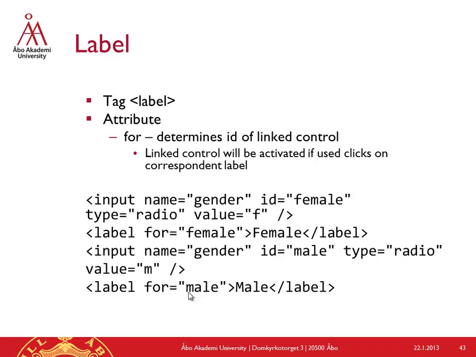So this element is required if you want to select a specific corresponding element, a corresponding control, by clicking on this label text. Quite useful. So you can try this example of code and you will see how it works. Much more useful for radio buttons, for example.